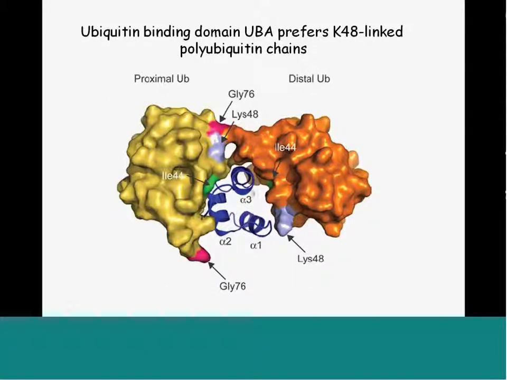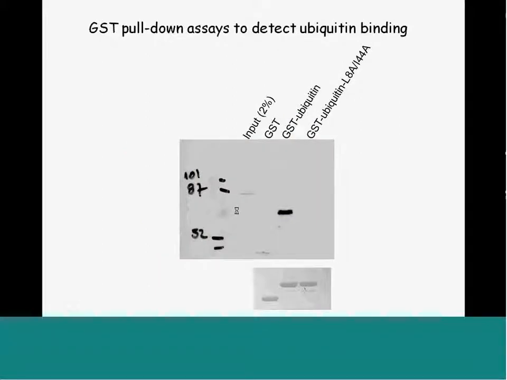You can see where it fits into this nice little pocket here that's formed by the proximal and distal ubiquitin moiety. This is just an example to show you why perhaps a K63 link chain wouldn't be able to bind to this type of ubiquitin binding domain. So we're very much interested in understanding how ubiquitin binds to our protein of interest.